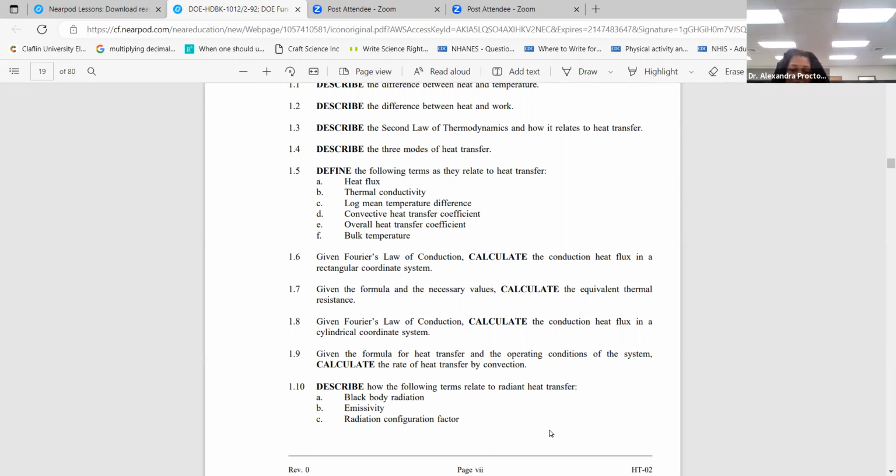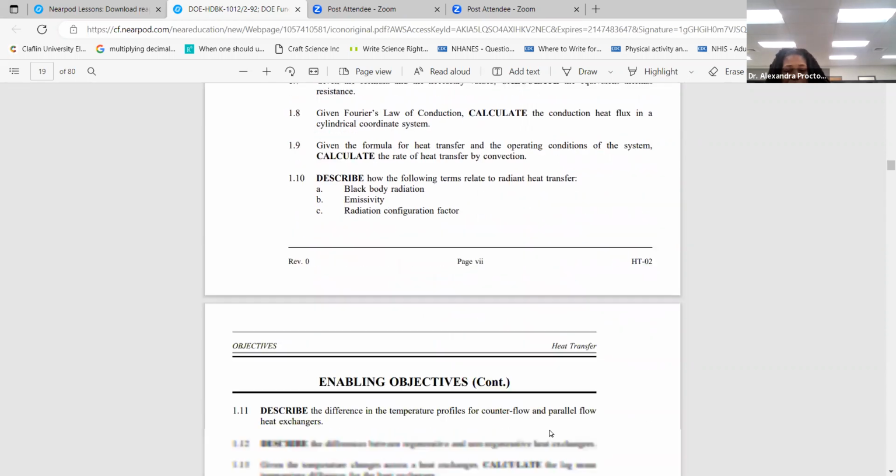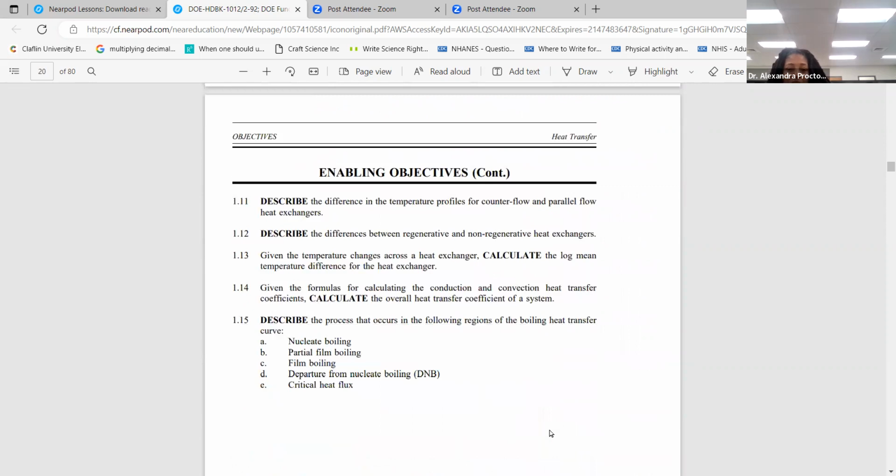And then we're going to describe how the following terms relate to radiant heat transfer: black body radiation, emissivity, and radiation configuration factor. Then we're going to describe the difference between the temperature profiles for counterflow and parallel flow heat exchangers, and the difference between regenerative and non-regenerative heat exchangers.